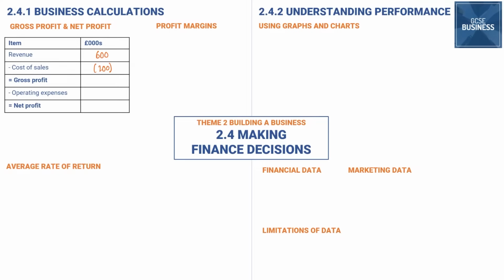Gross profit is as simple as that, right? Gross profit is our profit after we've only taken away our cost of sales. So revenue minus cost of sales equals gross profit. Naturally, I'll pause for just a few seconds so you can do the calculation. You don't even need a calculator for this one. What would our gross profit be? 600 minus 200 equals £400,000. So we've made a gross profit of £400,000.